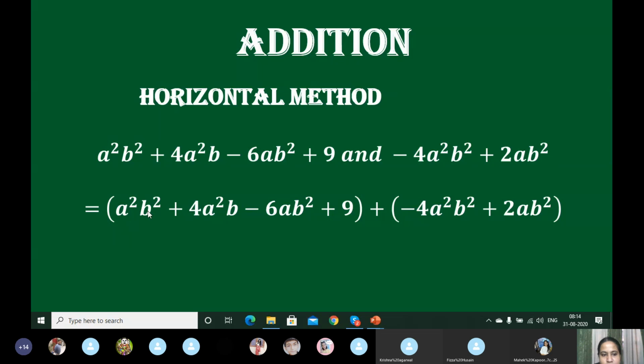See, here a square b square minus 4a square b square can be made one pair? Can we make one pair or not? Yes, ma'am.